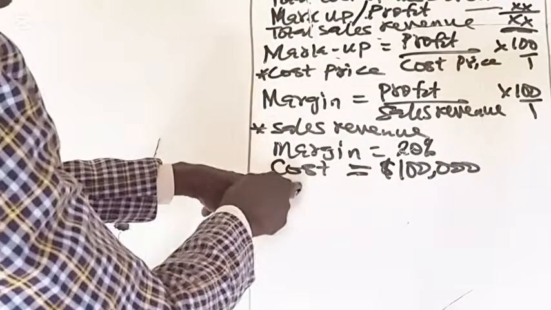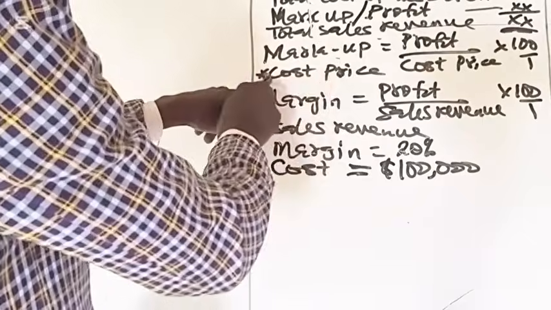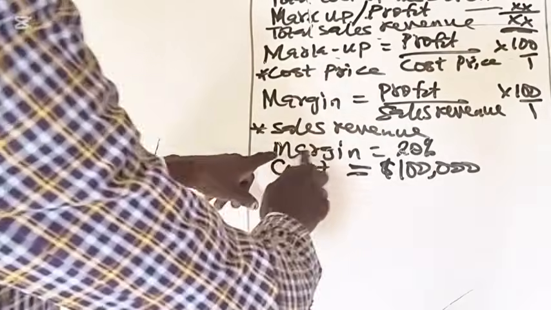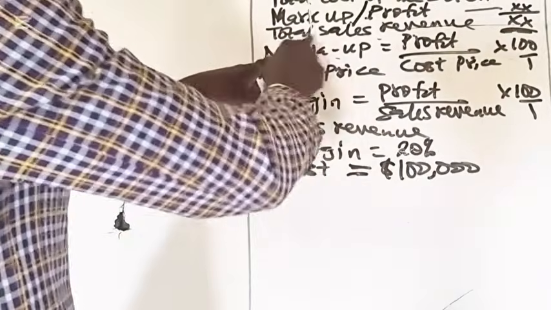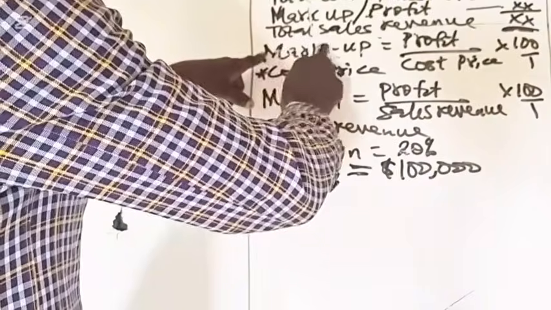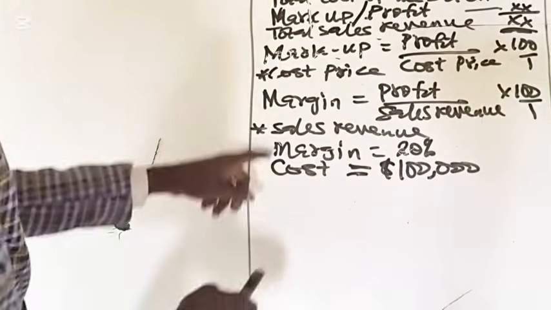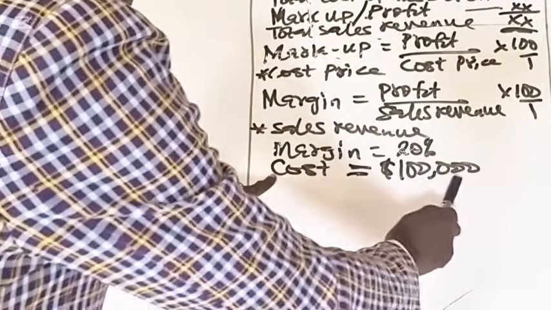Margin is not related with the cost. It is the markup that is related with the cost. In that case, you will need to convert your margin to markup, so that you can apply your markup on your cost. So margin 20%, cost 100%.